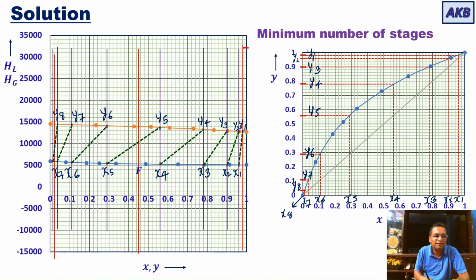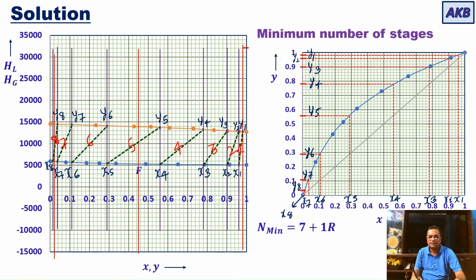This is x8, and then you are connecting x8 and y8 with a tie line. So in this process, you crossed the vertical line through xW. That means you have to stop. And now just count the number of stages. So this will be the minimum number. So this is stage 1, stage 2, stage 3, stage 4, stage 5, stage 6, stage 7, and stage 8.